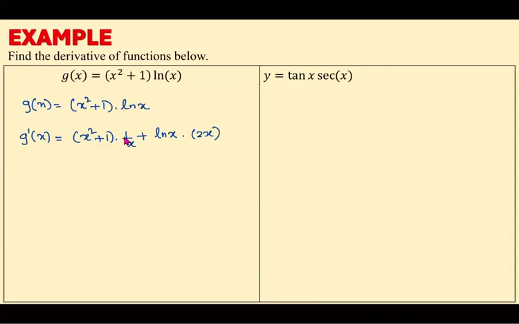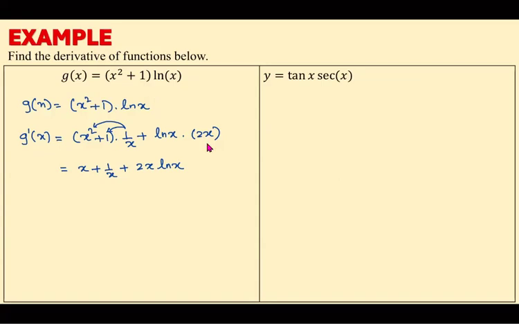We can simplify this a little bit, not much. So this one here is x squared plus 1 multiplied by 1 over x. If we distribute, 1 over x times x squared is x, plus 1 over x times 1 is 1 over x. Then plus, here we have 2x times natural log x. That's it. That is all we can simplify. So we can leave it here. So that is the derivative of that given function.